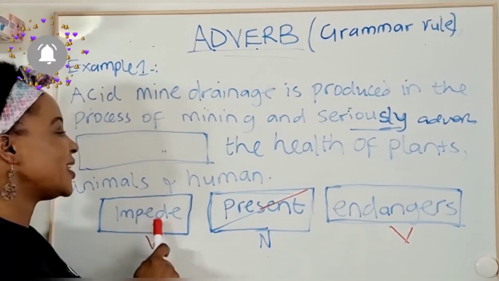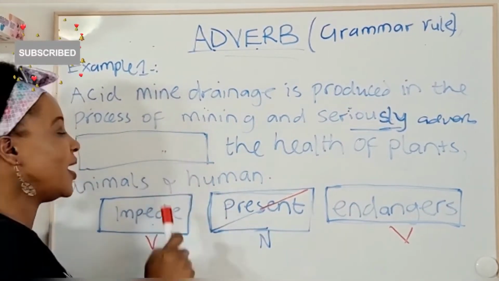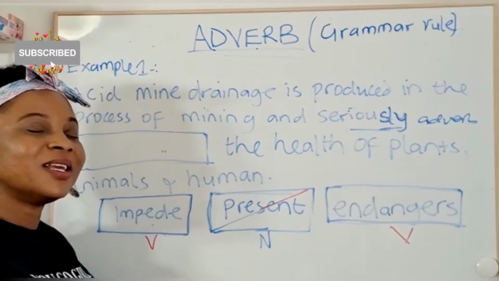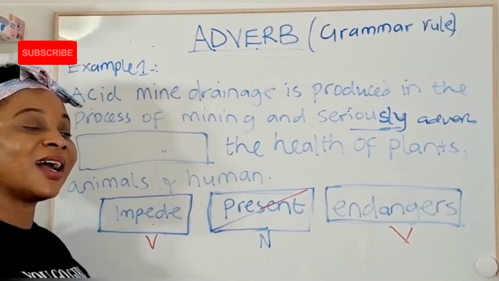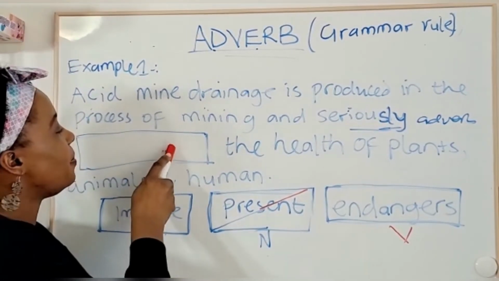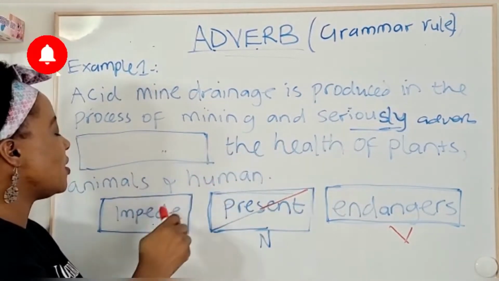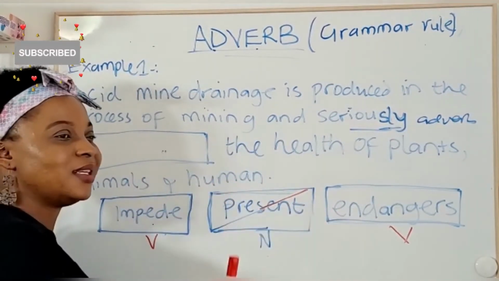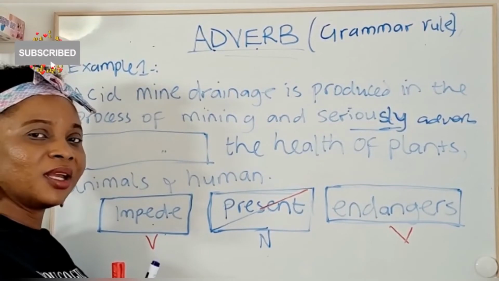A verb. So one of these verbs will make it into this blank. What's the meaning of the word impede? It means kind of to make slow, to retard. So let's see if we put it here: impede the health of plants, animals, and human. And then how about this one, endanger? That's to put into trouble or something like, yeah.